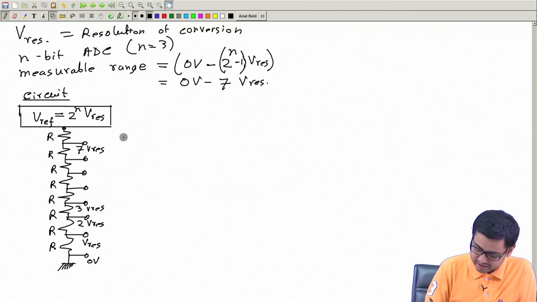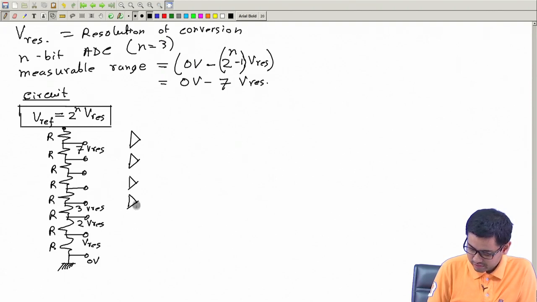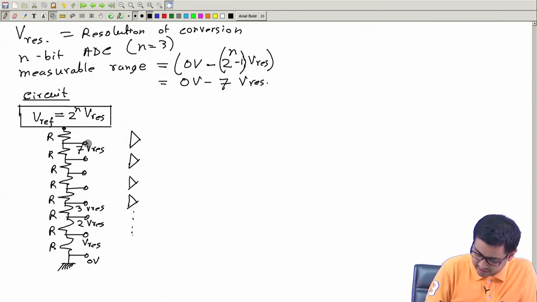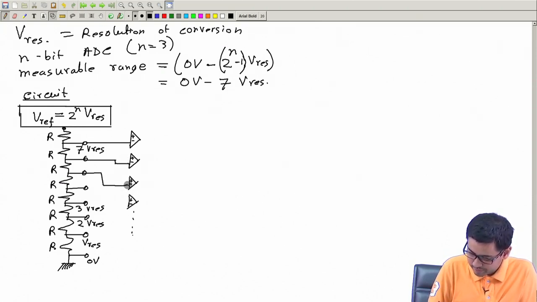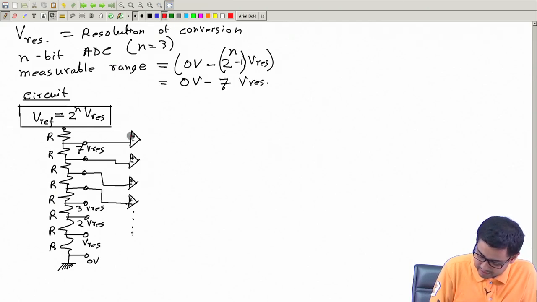Now, what I will do, I will take comparators 1, 2, 3, 4 and so on, and I will connect this. So, let me put plus minus, plus minus, plus minus, plus minus. Okay. Let me connect this to this minus input, this to this minus input, this to this minus input, and so on. Now, the plus sides are here. Let me short all these pluses together.